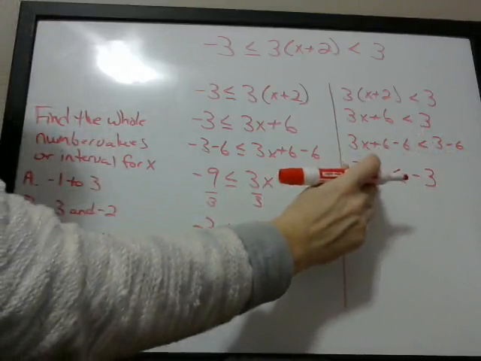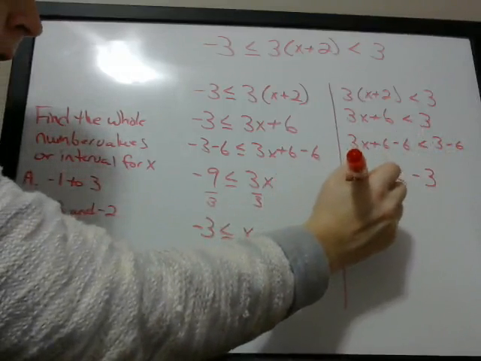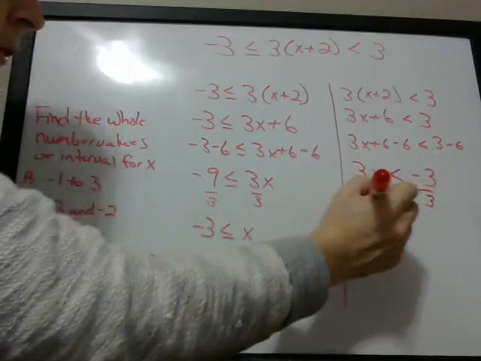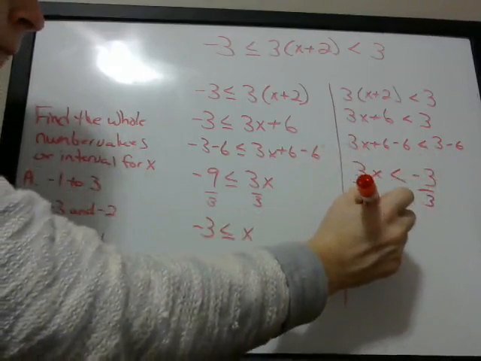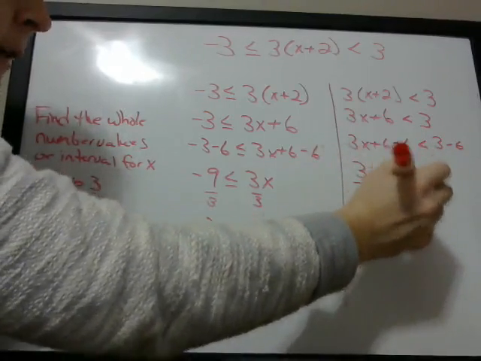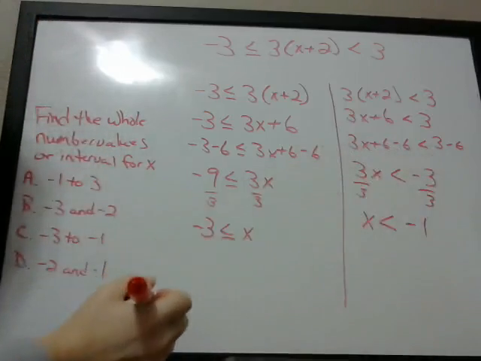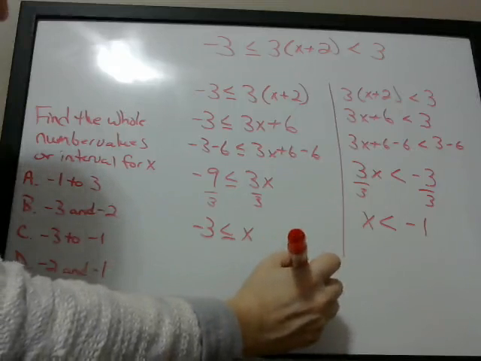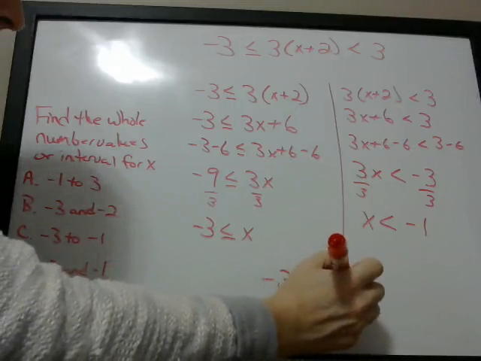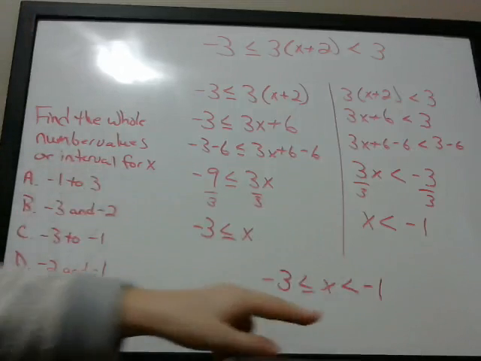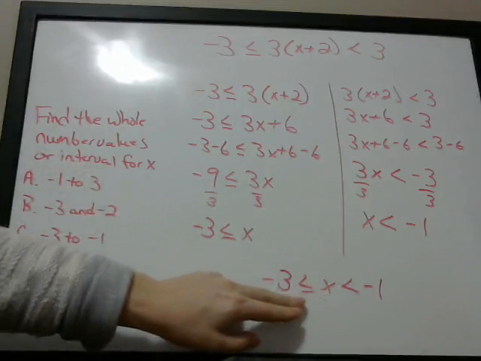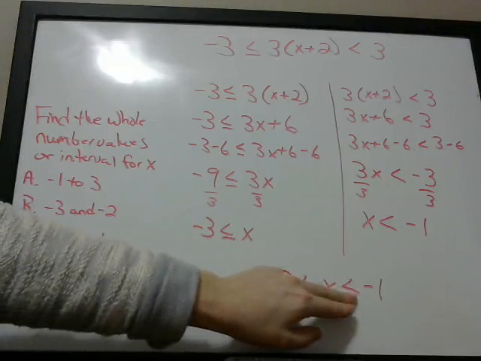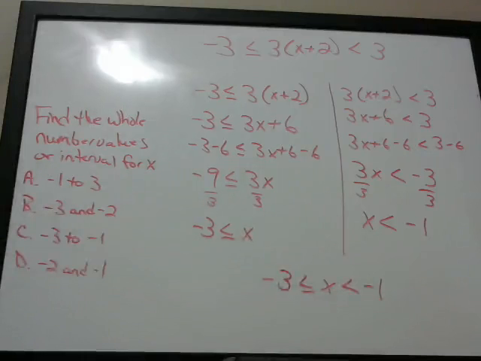Now we need to get rid of the 3, so we're going to divide by 3. We're dividing by a positive number, so we don't need to do anything with the sign. So we have x is less than negative 1. So if we put this all together, we have x is greater than or equal to negative 3 and x is less than negative 1.